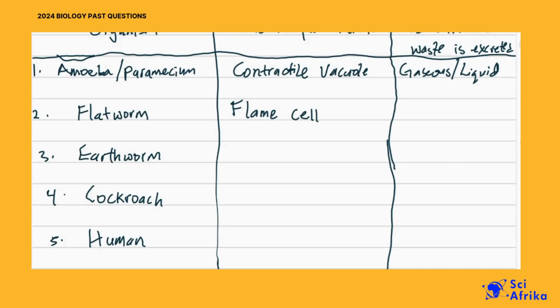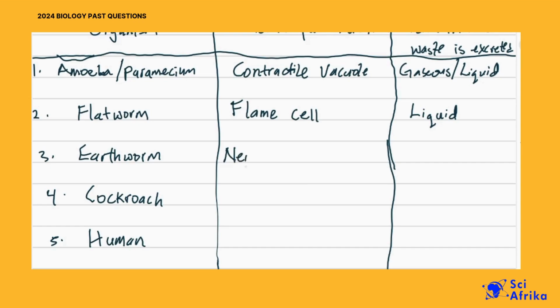And in what form is the waste excreted? The waste is in liquid form. Waste is given out in liquid form. So that is that for that question. We go down to the next one, earthworm. Earthworms have a structure they use for excretion, which we call nephridium.